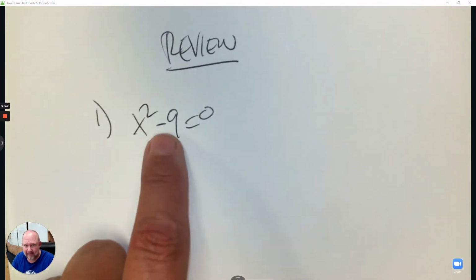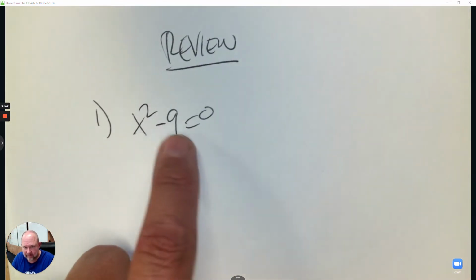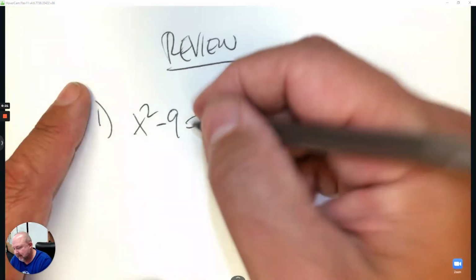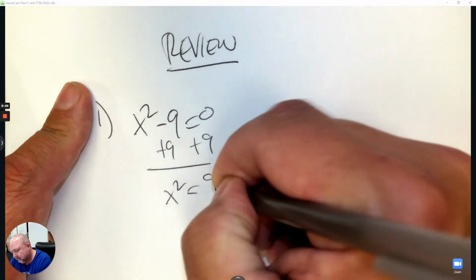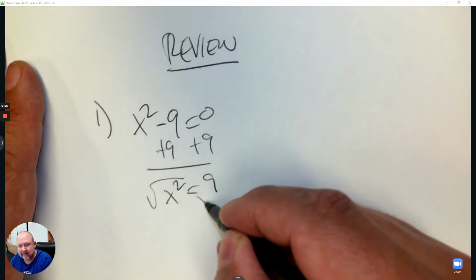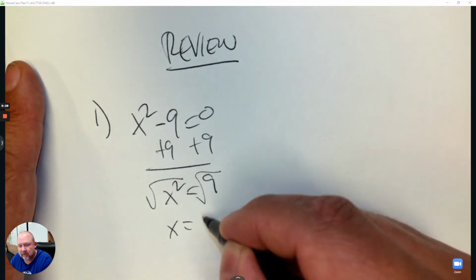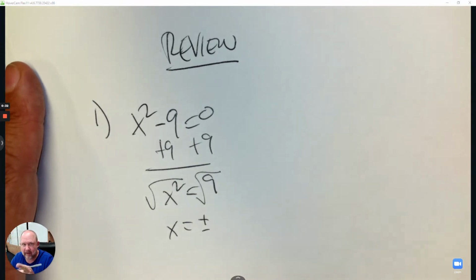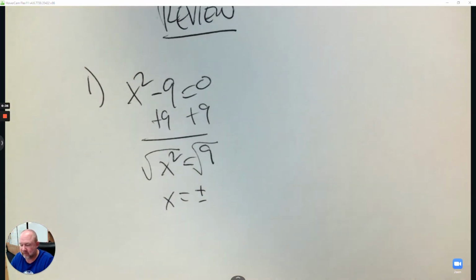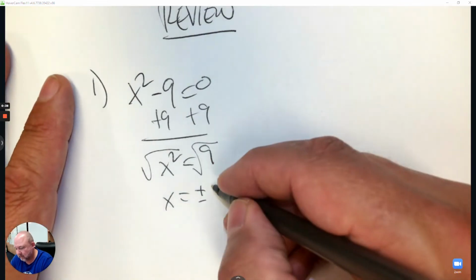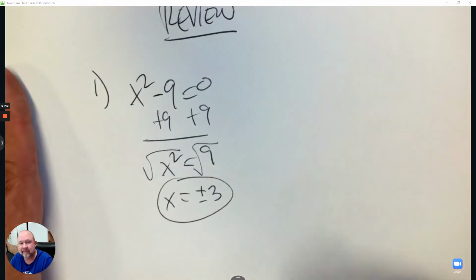Notice there's no linear term. There's no term in the middle. It's a binomial subtracting. I'm going to add 9 to the other side, and then I'm going to solve this by taking the square root. You need to know the answer could be positive or negative. It's actually very connected to a difference of squares. So the answer could be positive or negative, and the square root of 9 is 3, and you solved it. That's what we're doing.